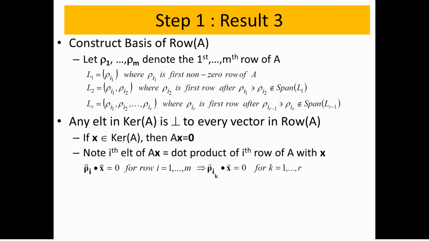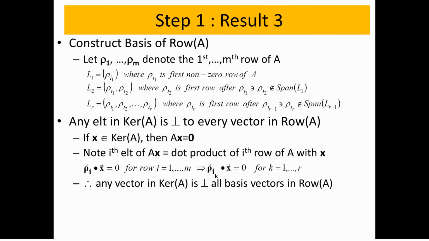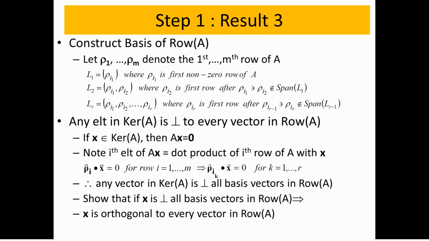So now we know that every basis vector for the row space is perpendicular to any vector in the kernel. And you can show from that, and I'll let you show that, this implies that x is orthogonal to every vector in the row space. Okay, if you can show that a vector is orthogonal to all the basis vectors for a subspace, it's orthogonal to every vector in that subspace. I want you to show that.